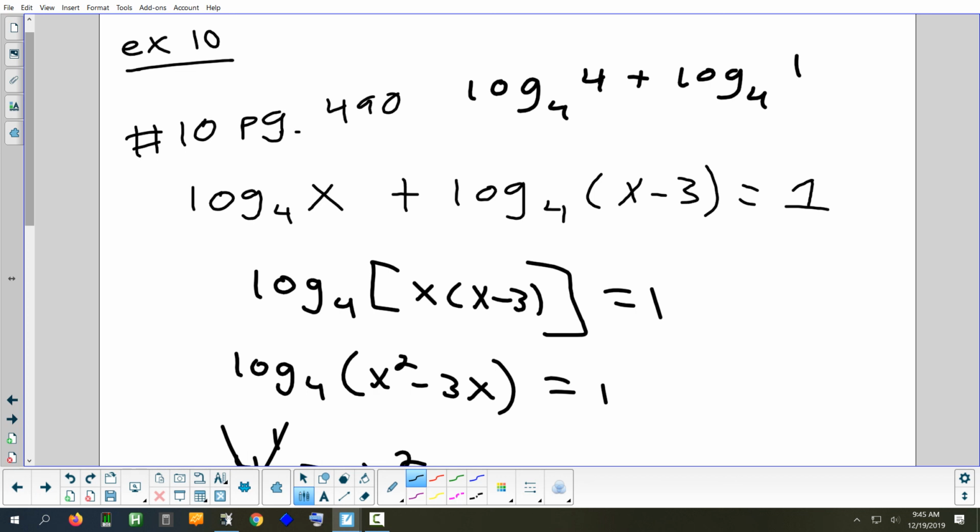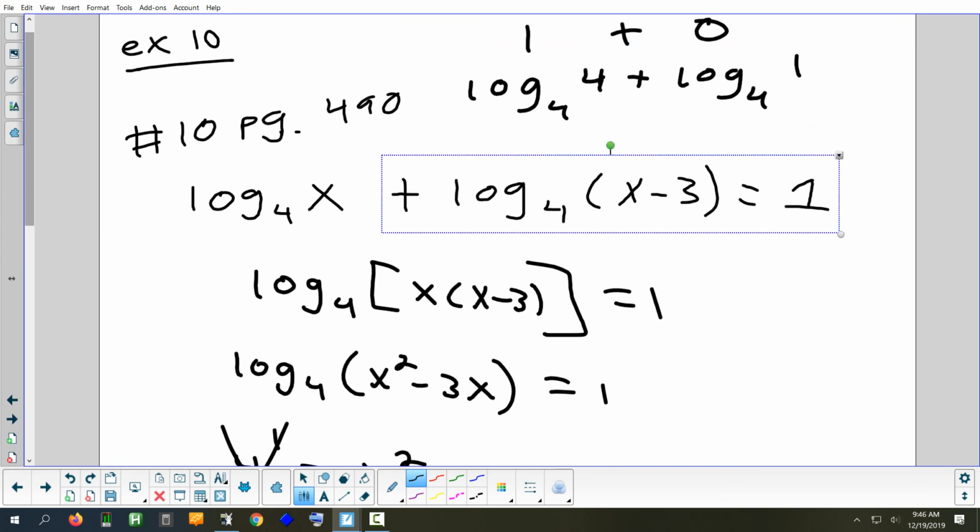log base 4 of 1. 4 minus 3 is 1. That's a special pattern. What's log base 4 of 4? What number does that come out to? 1. That's 1 plus, anytime you take the log of 1, doesn't matter what the base is, the logarithm of 1 is always what? It's always 0. And 1 plus 0 gives me 1. Yeah, that one works.